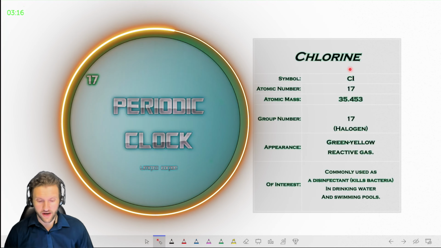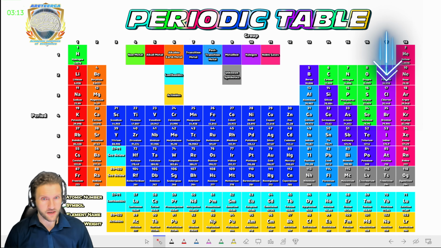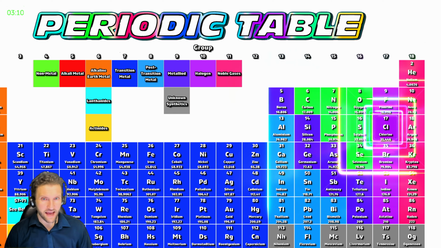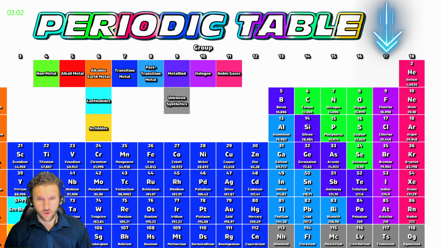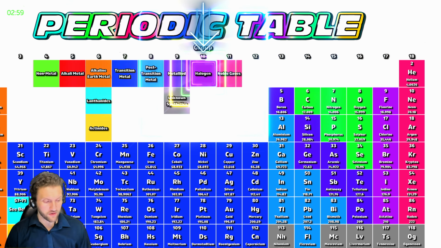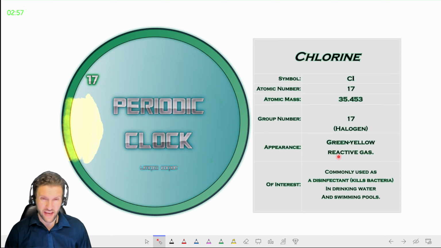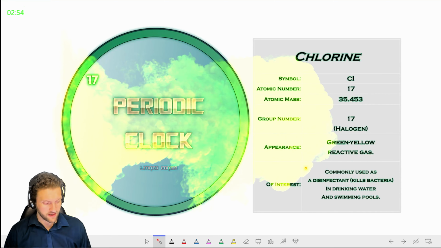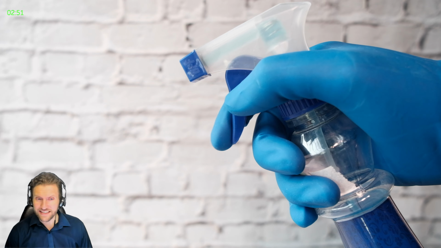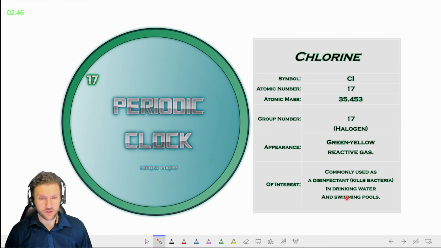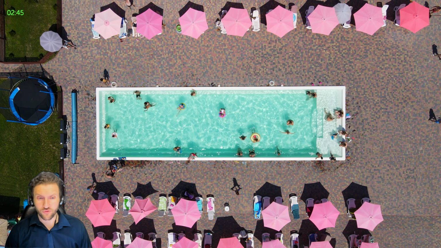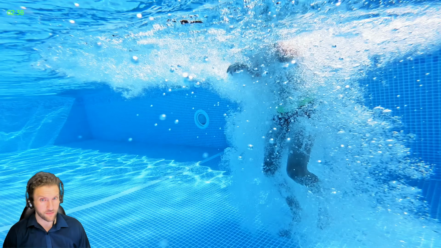Next one, chlorine. Take note, number 17 in our table. Abbreviation or symbol is Cl. We're up to atomic number 17. The atomic mass is 35.453. Group number 17. It is a halogen. Appearance, it's a green-yellow reactive gas. Very reactive, in fact. And of particular interest, it's commonly used as a disinfectant to kill bacteria. That's going to be something like bleach. And in terms of drinking water, take note, we actually have it in drinking water and in swimming pools for this very reason. Great for keeping those pools clean.